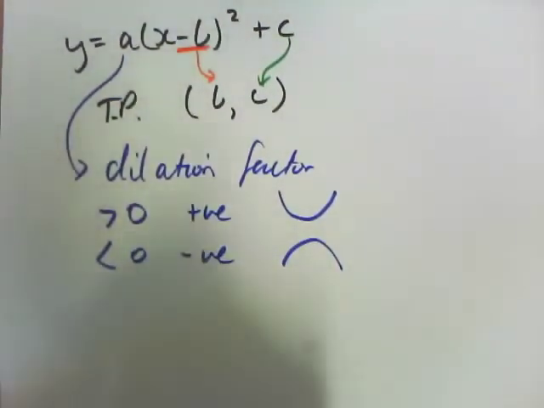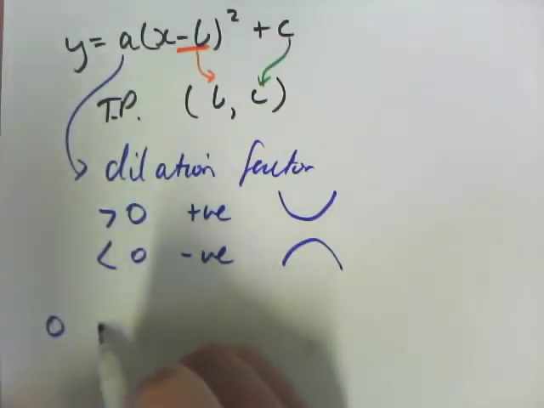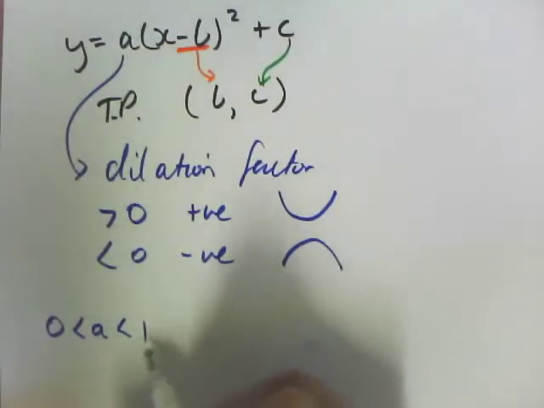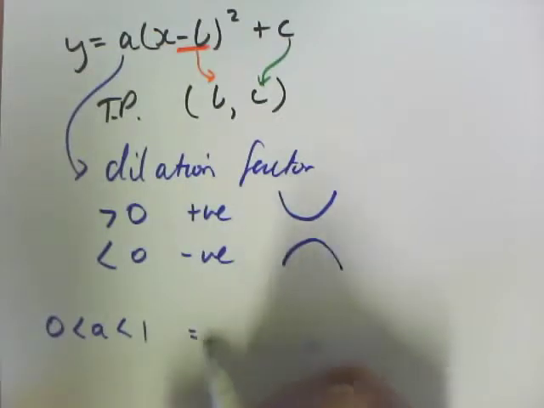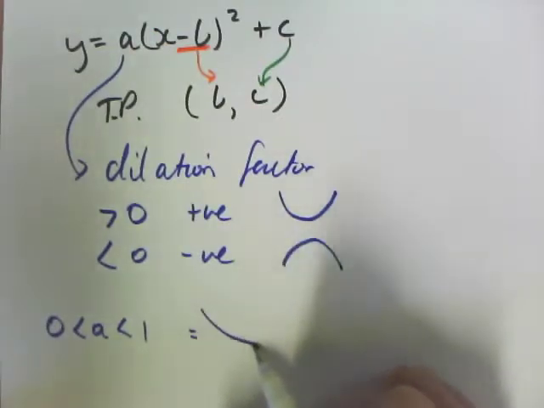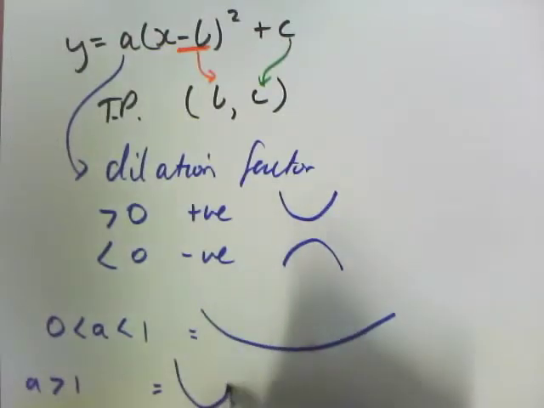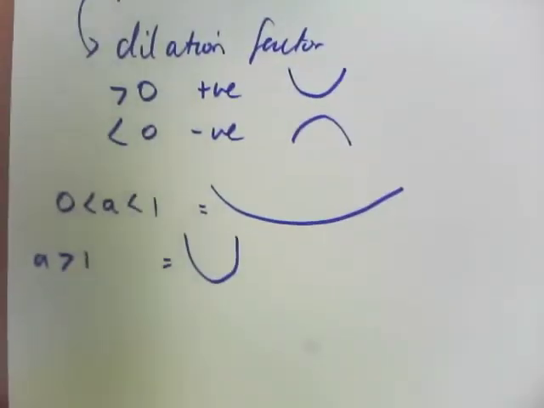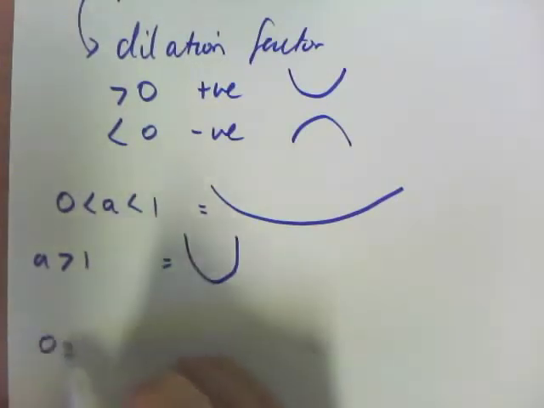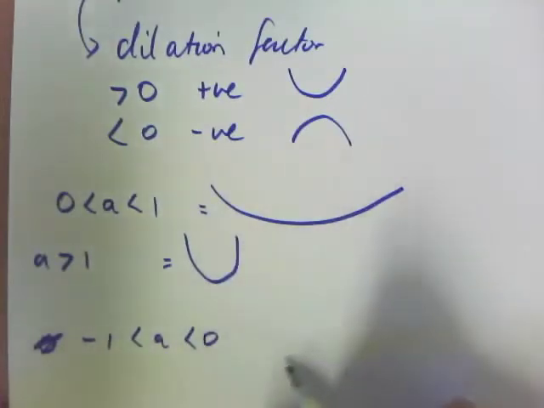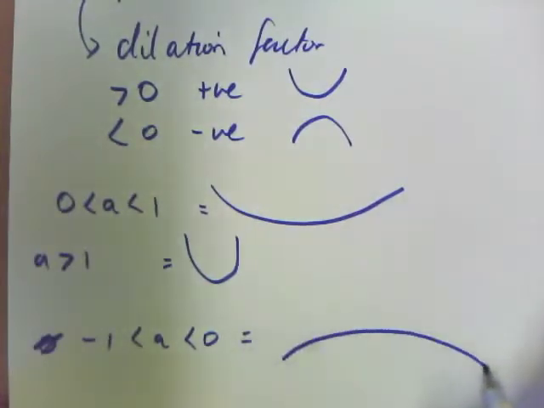There is one other thing we need to work out in terms of the dilation factor. If it's between 0 and 1, but not equal to them, then it's going to make it wider. If it's greater than 1, it's going to make it skinnier. If it's between negative 1 and 0, that is wider but upside down.